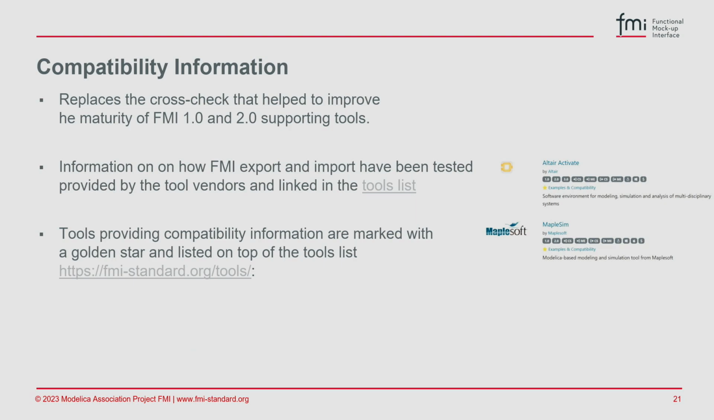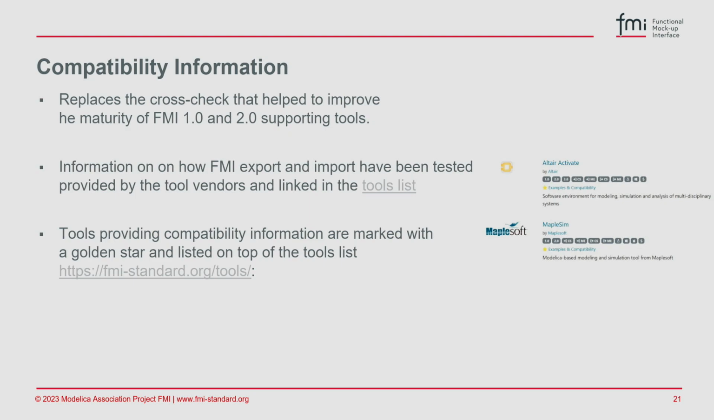When we created FMI 1 and 2, in the beginning there were problems with importing tools simulating or importing FMUs, and at that time we created a so-called cross-check. Exporting tools provided FMUs and reference solutions, and the importing tools could simulate them and compare the results. This was very successful, but so successful that the effort exploded. That's why we are currently implementing a new thing.